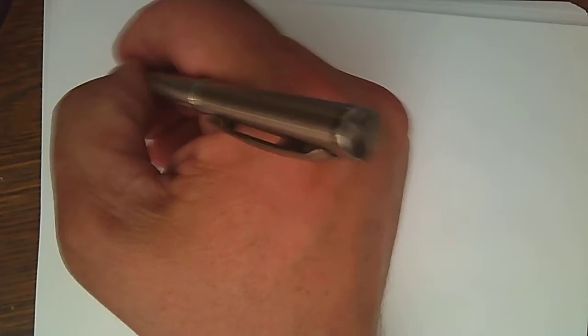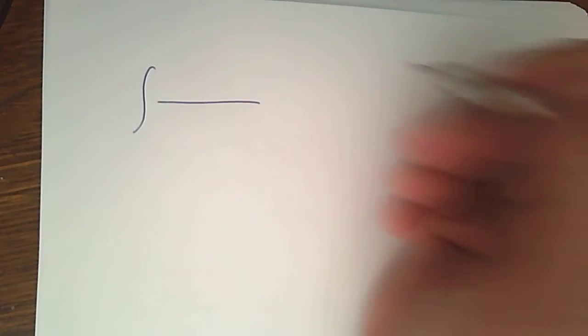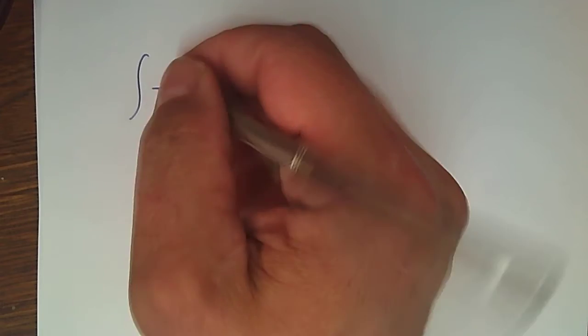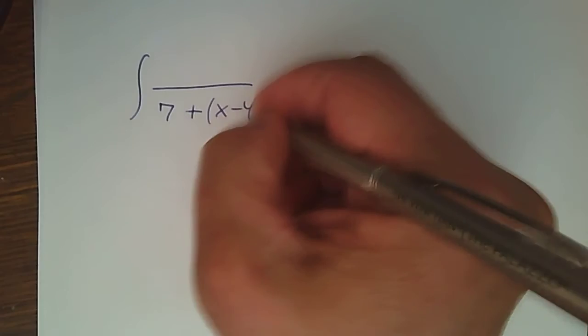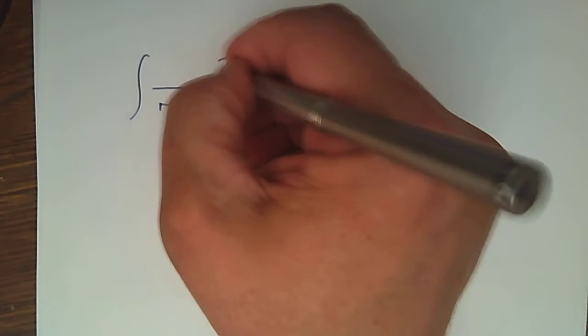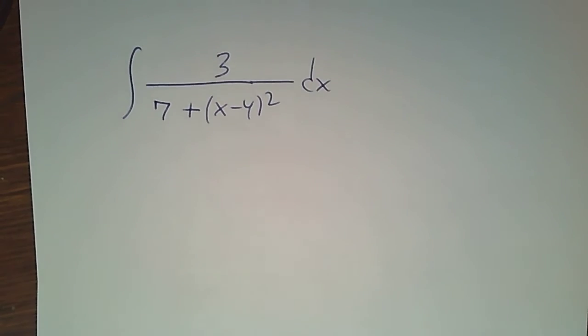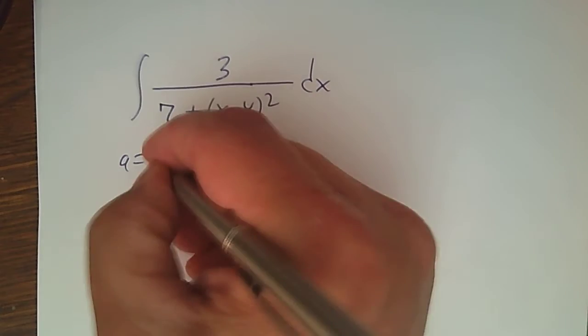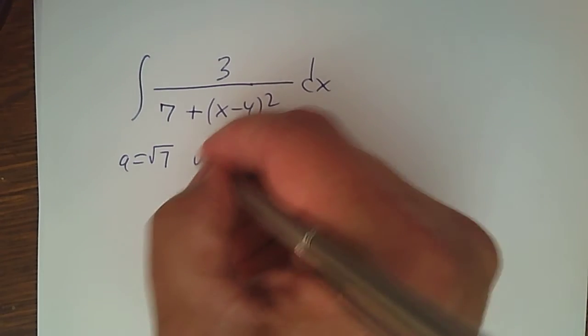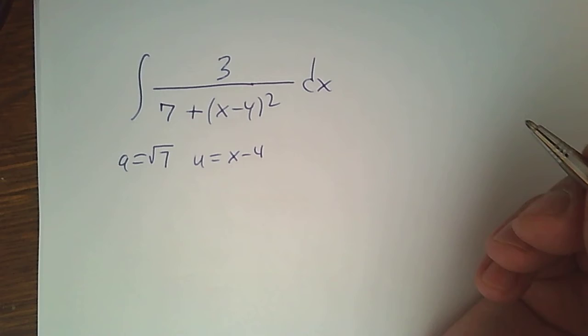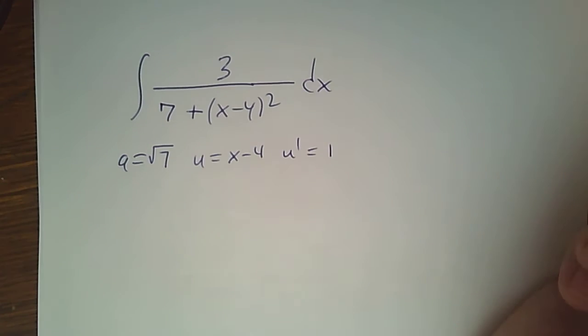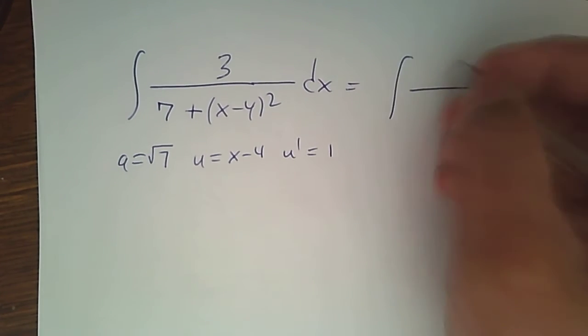All right, let's try a couple more like that. Let's see if you can integrate this. So press pause and try. All right, here we go. a is the square root of 7. Did you get that? u is just x minus 4. Yes? And then u prime would be 1. Good job. Next, we're going to write it properly.